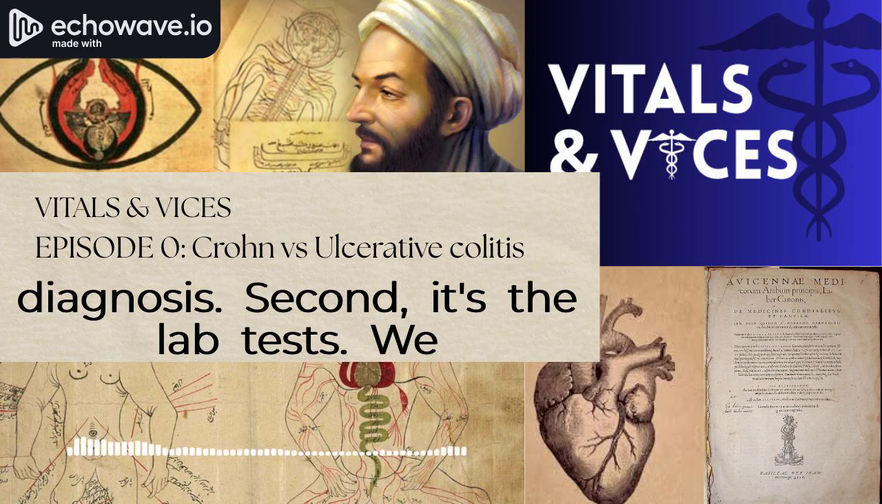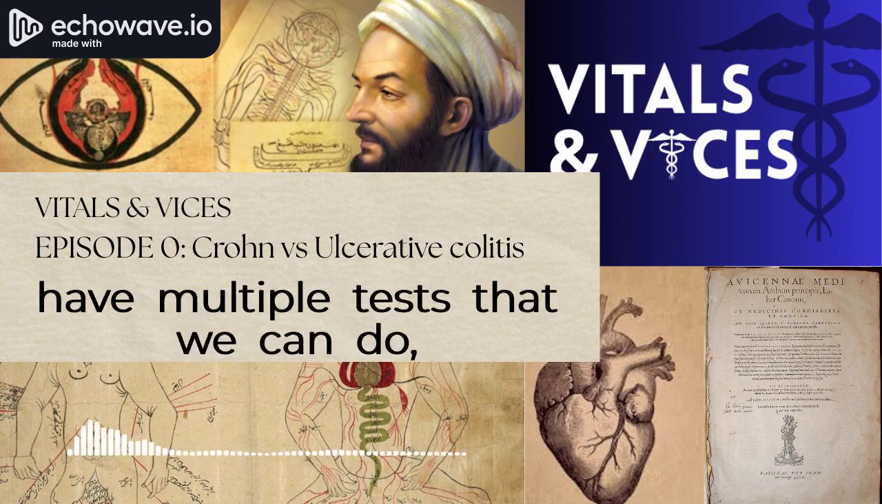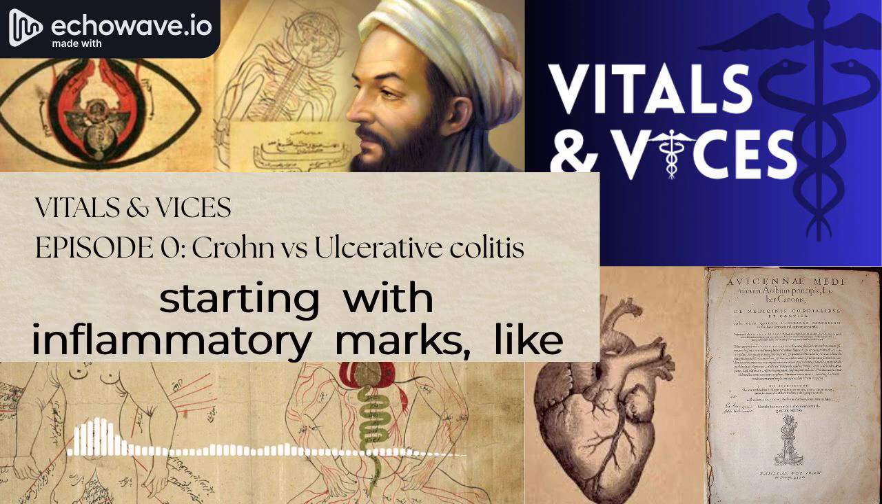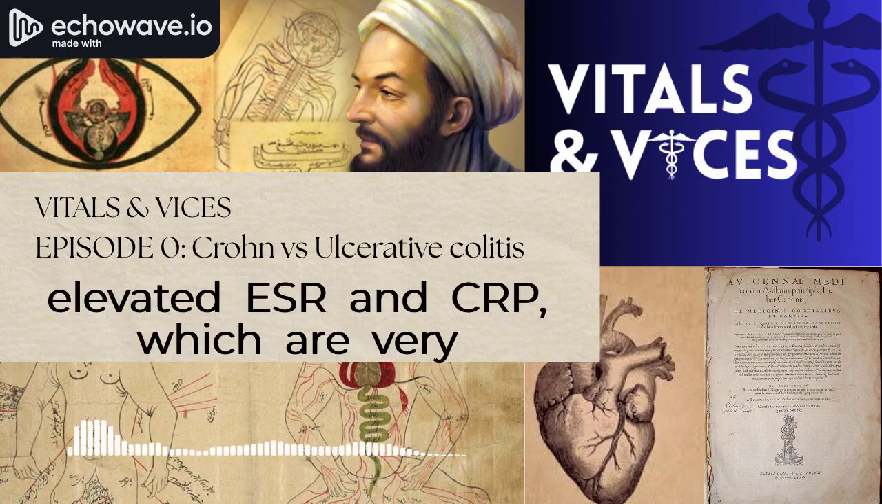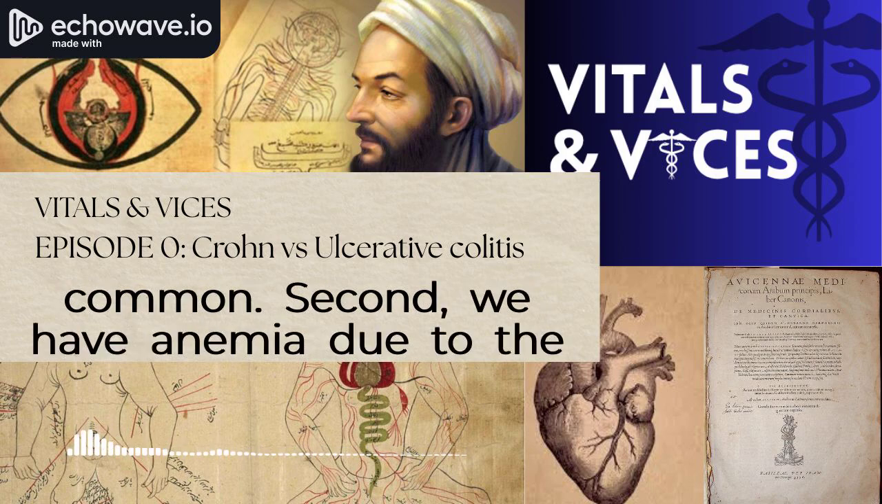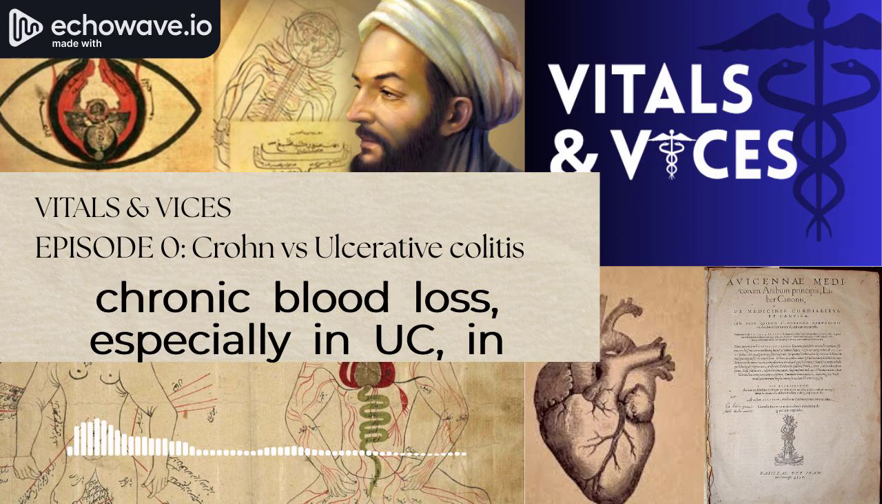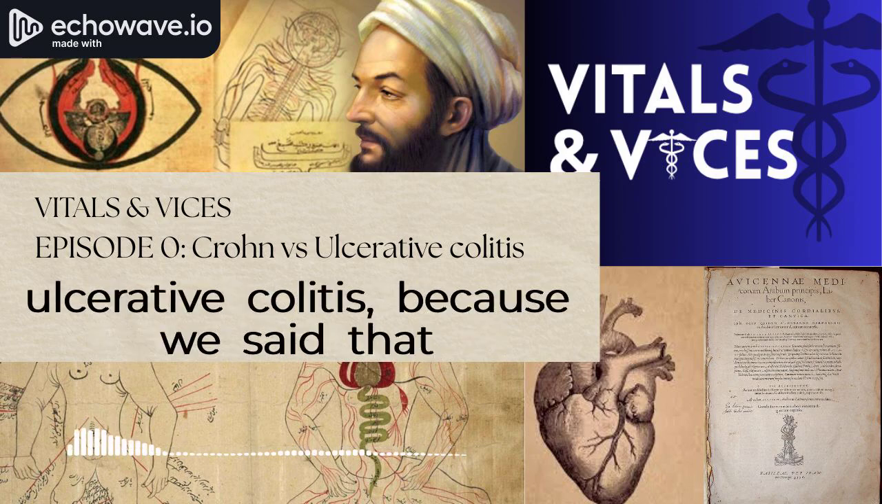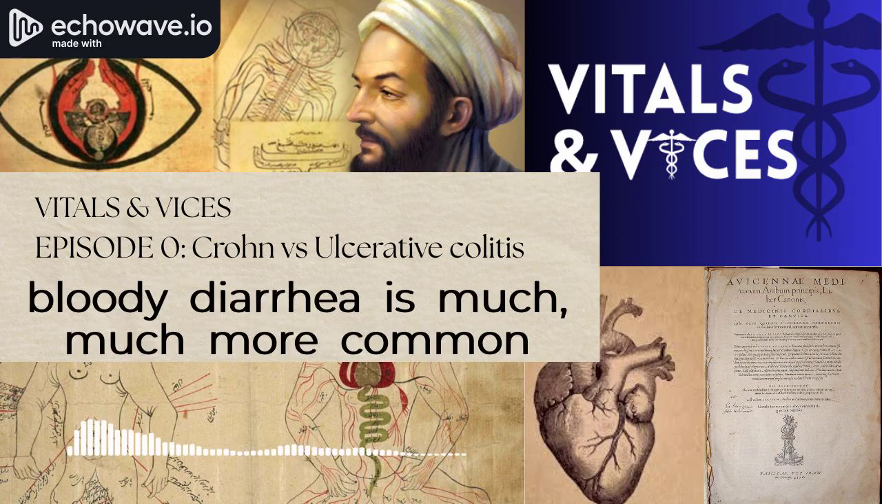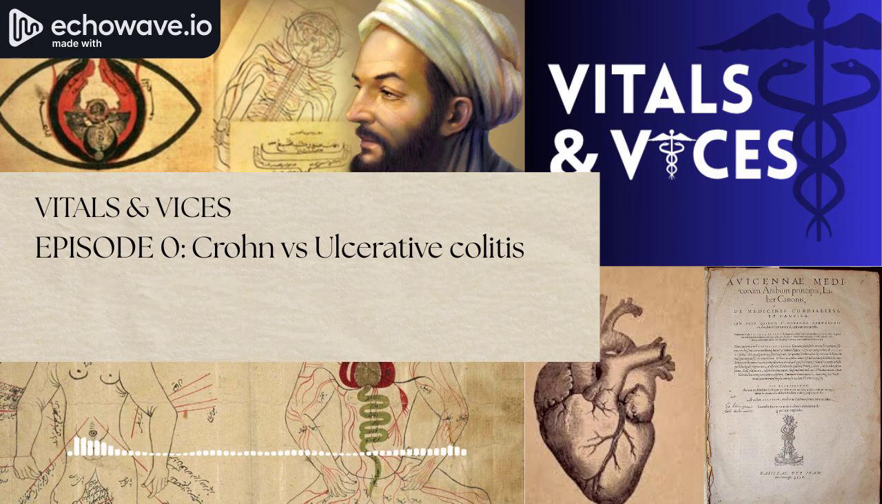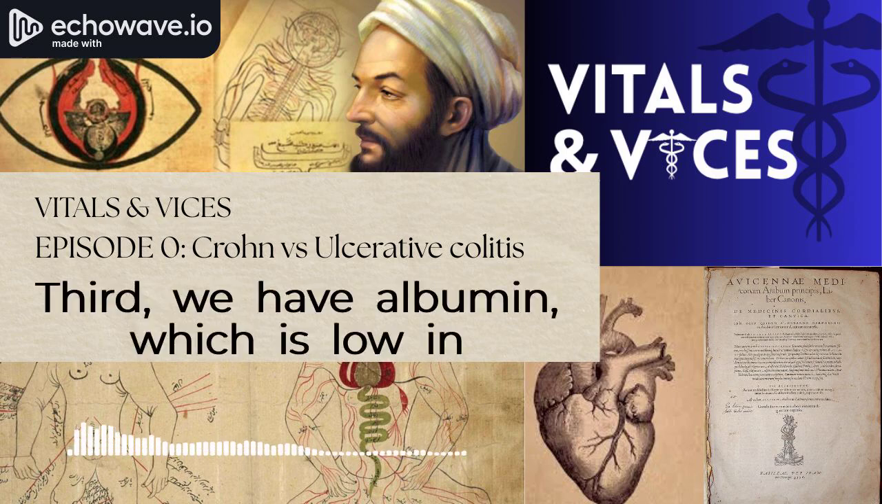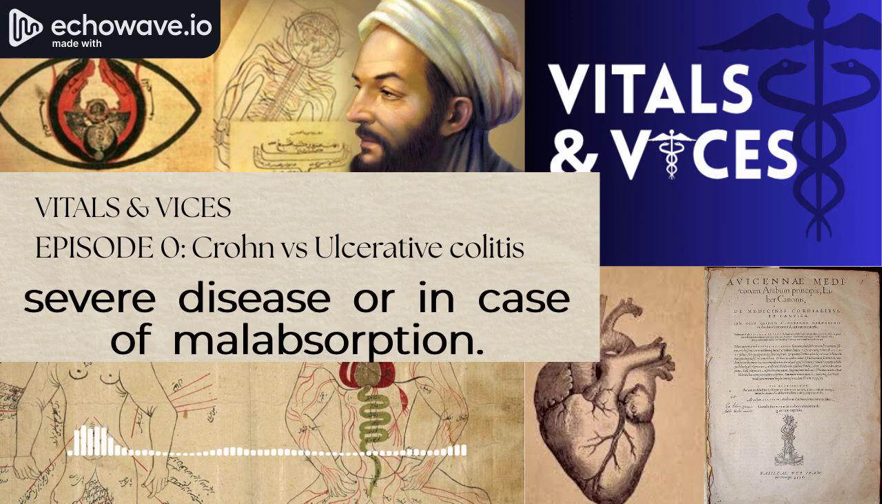Second, it's the lab tests. We have multiple tests that we can do, starting with inflammatory markers like elevated ESR and CRP, which are very common. Second, we have anemia due to chronic blood loss, especially in UC, in ulcerative colitis, because we said that bloody diarrhea is much more common in UC than Crohn's disease. Third, we have albumin, which is low in severe disease or in case of malabsorption.